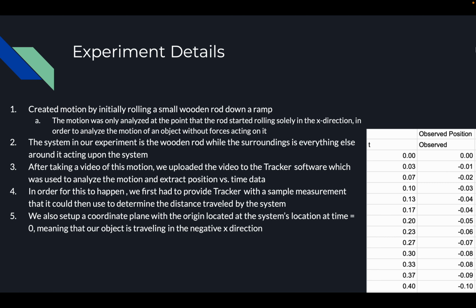Going into more detail for our experiment, we created the motion of constant velocity by rolling a small wooden rod down a ramp. It's important to note that the motion was only analyzed at the point where the rod started rolling solely on the flat surface in the x direction in order to analyze the motion of an object without forces acting on it. We took this video, and along with a sample measurement and a coordinate system, we were able to track or output the following position and time data given in the table to the right.